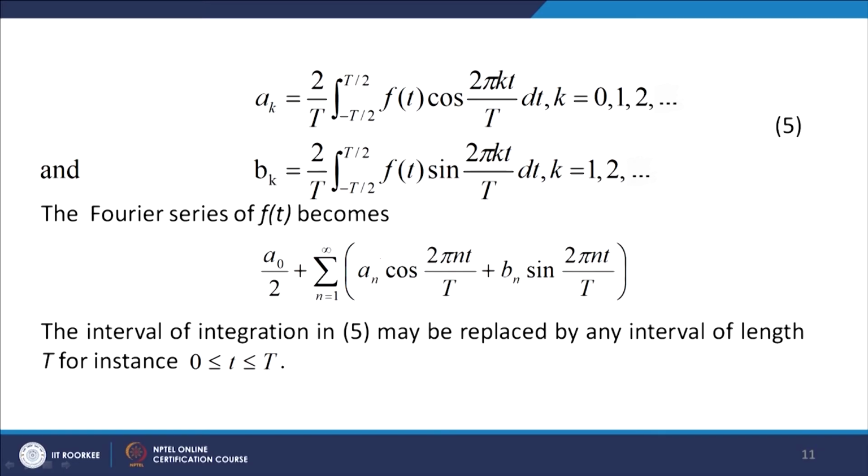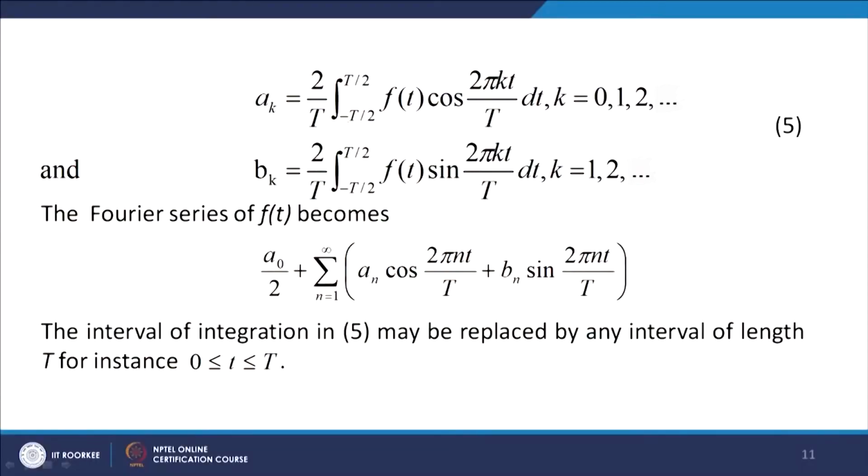The interval of integration here again, since f is of period T, cos 2 pi kt over T is also of period T. So, the integrand is a periodic function with period T. So, we can change the interval of integration from minus T by 2 to T by 2 to any interval of length T, say for example 0 to T. So, in place of minus T by 2 to T by 2, we can also write integral over 0 to T in the Euler's formulas for f(t).